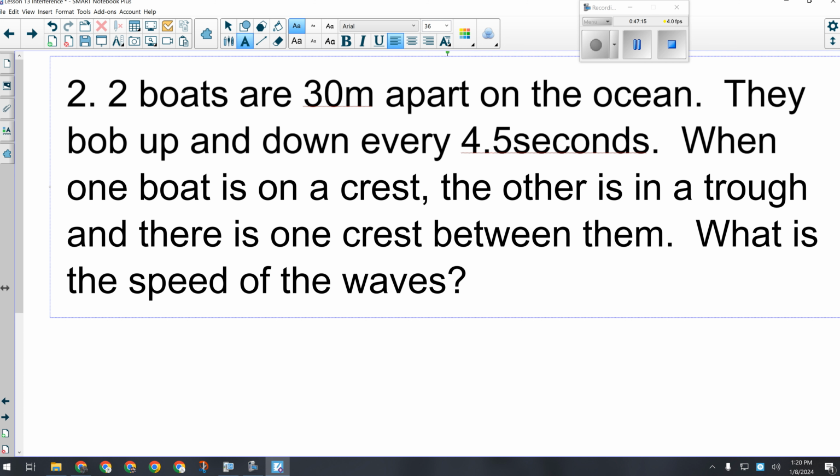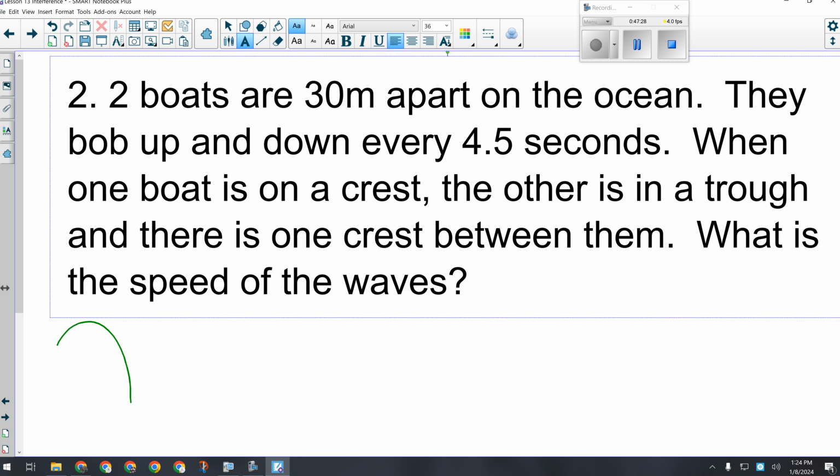This would be more like what we did before Christmas using the universal wave equation. My suggestion would be to draw a diagram in order to do this one. So first thing you should do is draw a picture of this. So here are my waves. The first boat is here on a crest. The other boat is here in a trough, and there is one crest between them, and the distance between them is 30 meters. How many wavelengths between them? 1.5. There are 1.5 wavelengths.